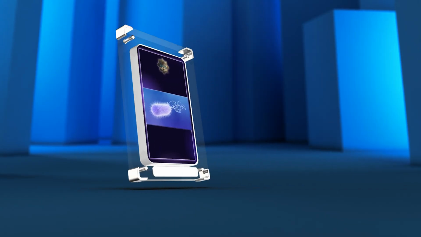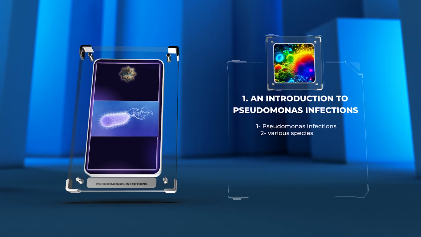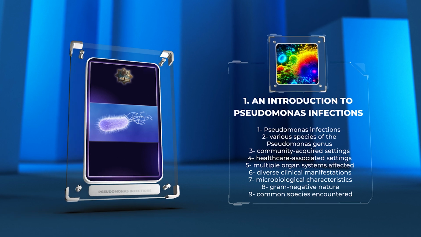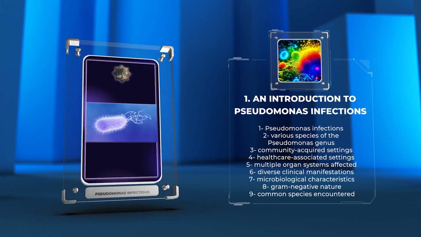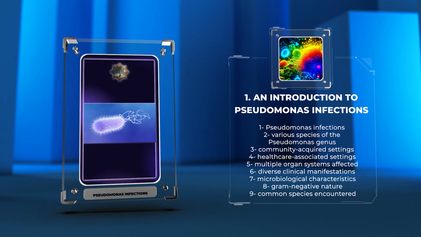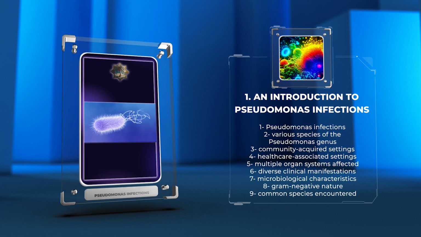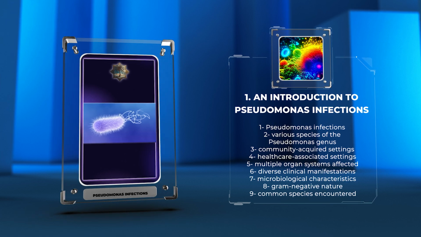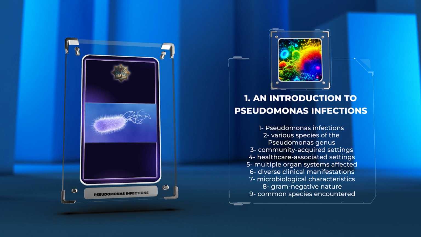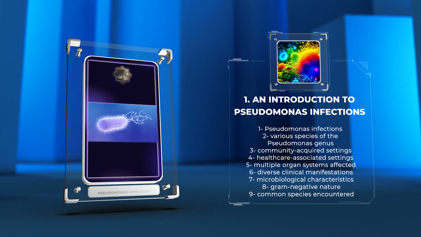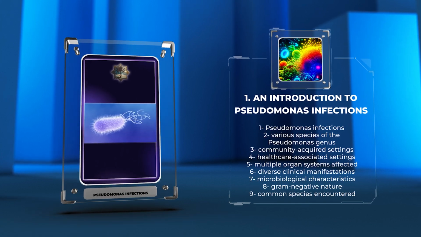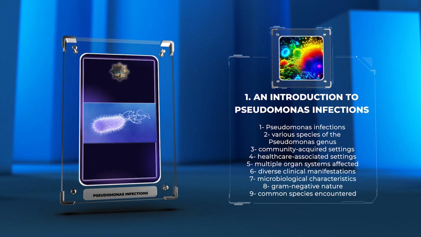Pseudomonas infections, caused by various species of the Pseudomonas genus, are a significant concern in both community-acquired and healthcare-associated settings. These infections can affect multiple organ systems, leading to diverse clinical manifestations. Understanding the microbiological characteristics, such as the gram-negative nature and the common species encountered clinically, serves as a foundation for effective diagnosis and treatment strategies.